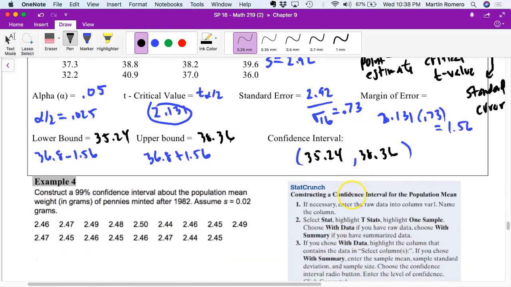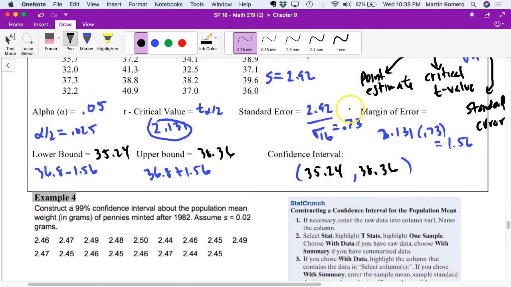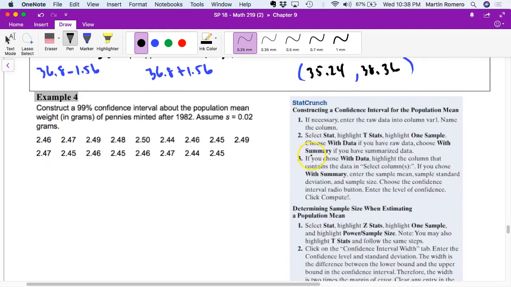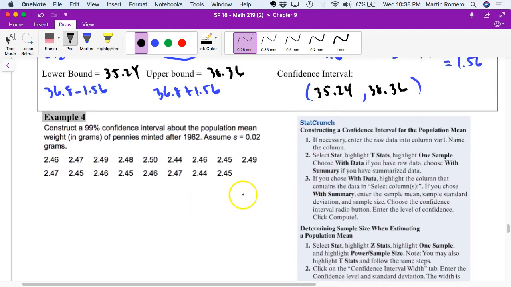I think we need to try that again. I listed all the things that we need to get that, but of course I think things could start off with something like this here. So let's try this one more time. Construct a 99% confidence interval about the population mean weight of pennies minted in 1982. Assume S equals 0.02 grams.